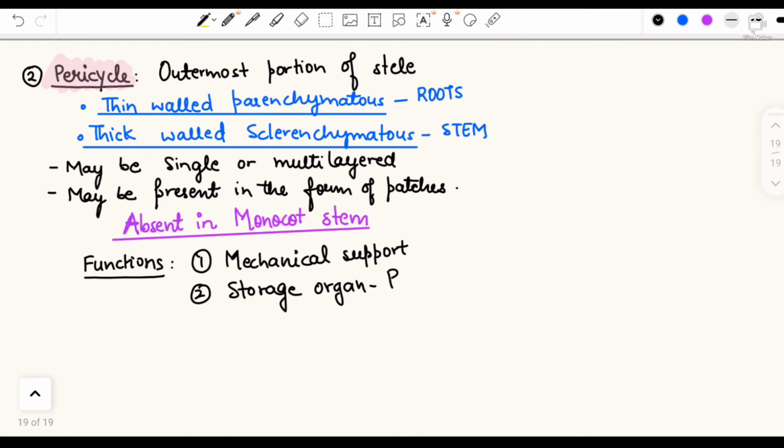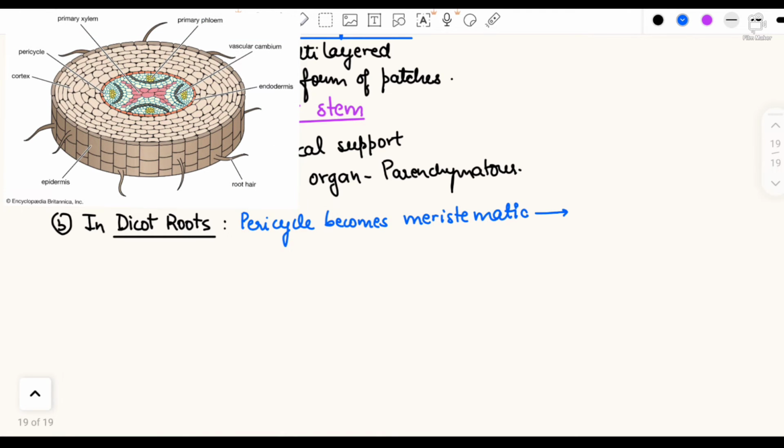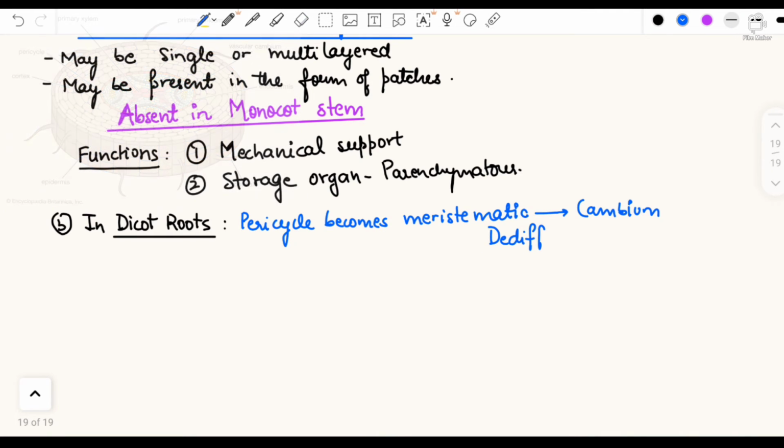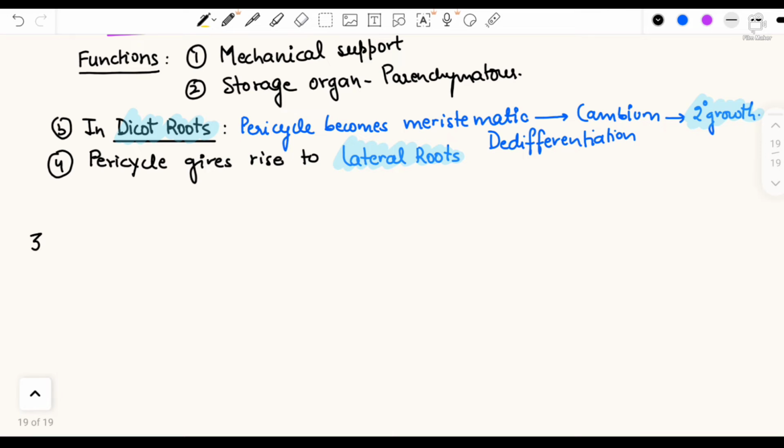This is important to note. We will find the reason as well. So the function of pericycle is to provide mechanical support, and storage when it's parenchymatous in nature. Now in dicot roots, the pericycle is parenchymatous, which means it's living. It helps to undergo secondary growth. The pericycle becomes meristematic by the process of dedifferentiation, right? The cells again become meristematic. The parenchymatous cells become meristematic again and help in the development of a cambium that further helps in the secondary growth of roots. So pericycle helps in secondary growth of dicot roots, and it also gives rise to lateral roots. This is the reason why pericycle is parenchymatous in dicot roots.